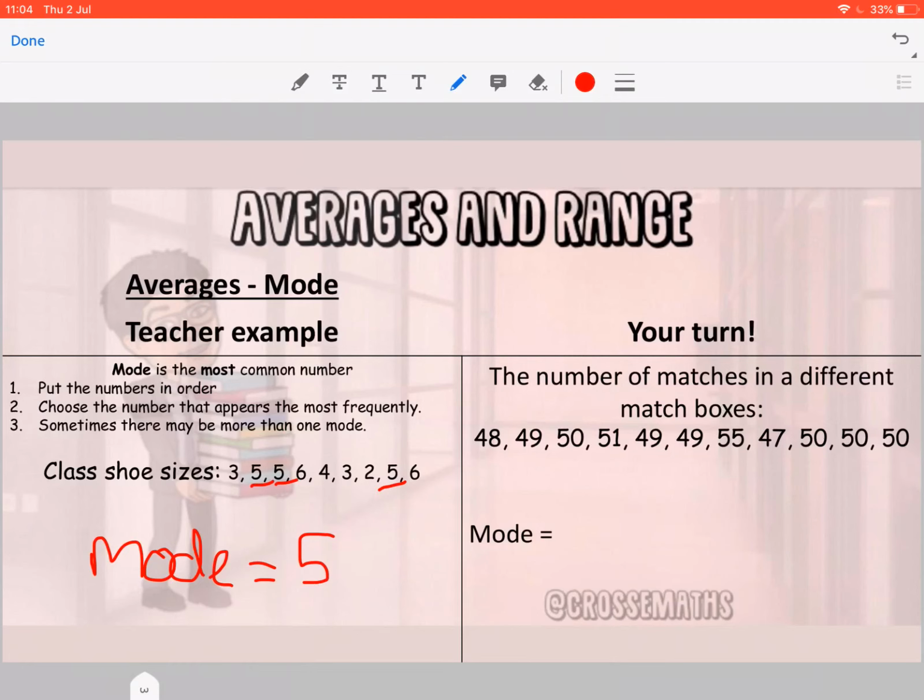It appears the most. What I'd like you to do is pause the video now, get the stuff on the left hand side all written down as an example, and have a go at the right hand side. Hopefully that's all written down. On the right hand side, the mode, if I look at my set of numbers, the one that appears the most, I can see 1, 2, 3, 4 50s, so the mode of these numbers is 50. Again, if you need to, you can put them in order. That does generally make it easier to see what the mode is, but you don't have to with mode.